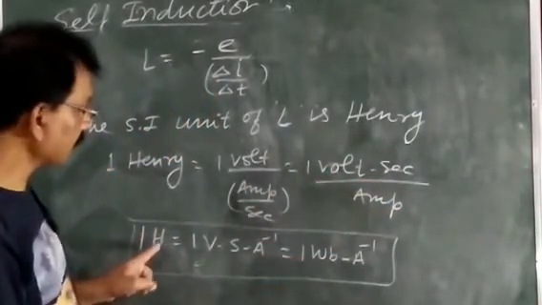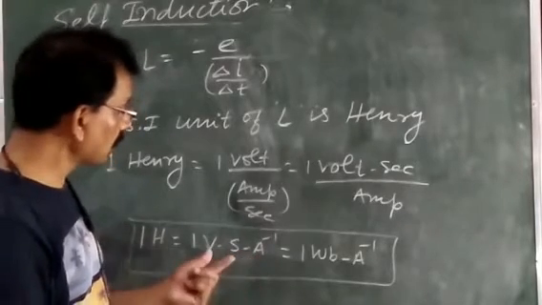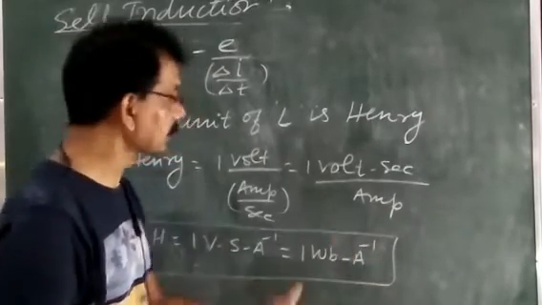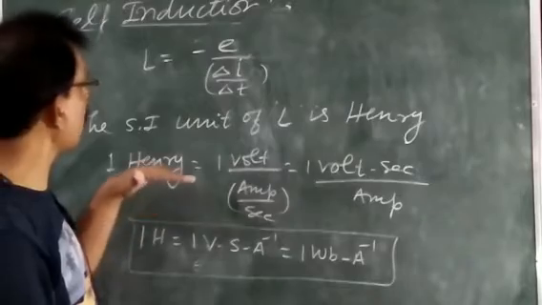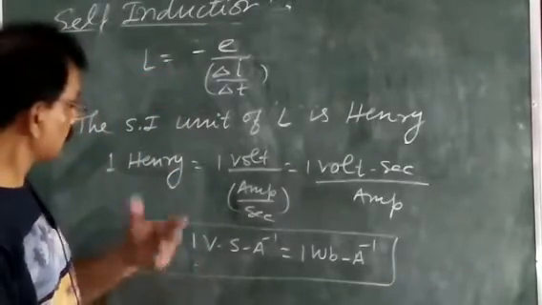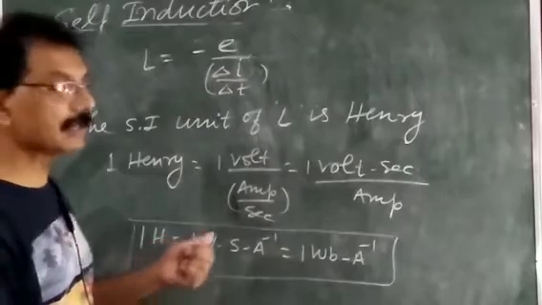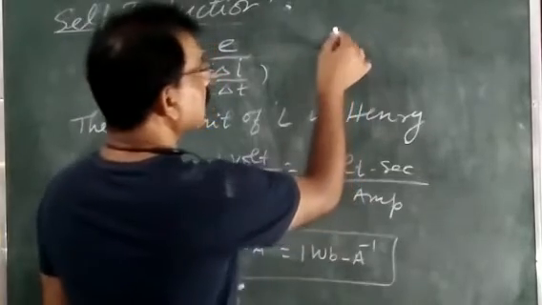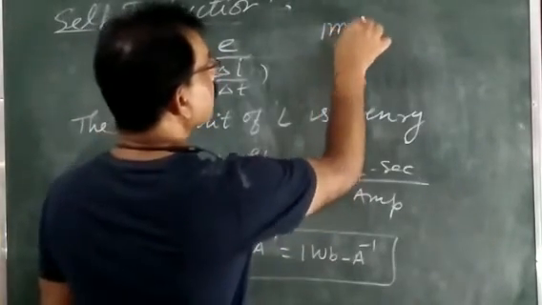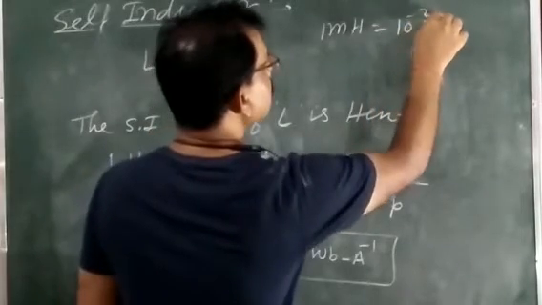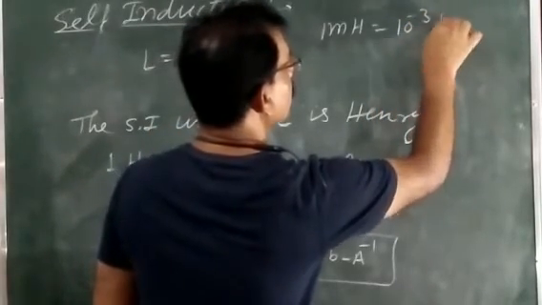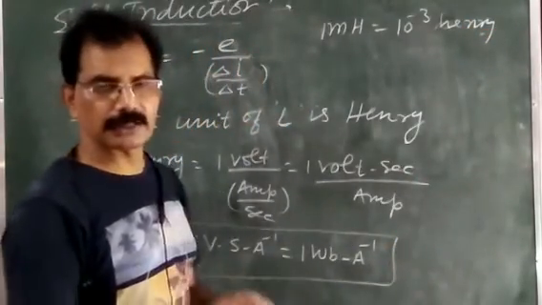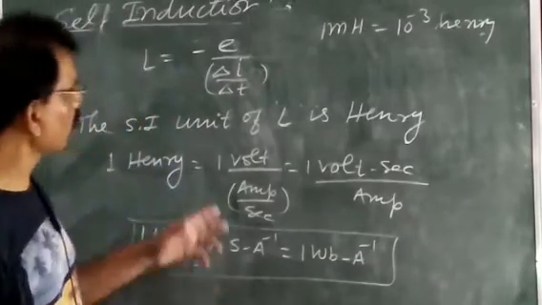So you can write 1 Henry is equal to 1 volt second per ampere, and 1 volt into second is also called weber. So also you can write weber per ampere. So in this way you can write the SI unit of coefficient of self-induction. The smaller unit of L is like millihenry. So 1 millihenry is equal to 10 to the power minus 3 Henry. Suppose it is given the inductance of a coil is 1 millihenry. Millihenry means 10 to the power minus 3. So microhenry, millihenry, in this way you can write the smaller units of L.